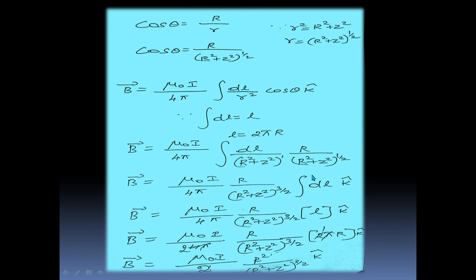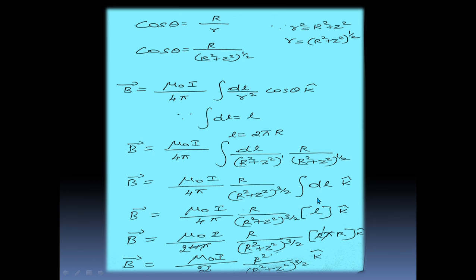Only the term dl is integrated, because the remaining terms are all constant. So constant terms are removed from the integration symbol. B vector is equal to mu naught I divided by 4 pi, r divided by r square plus z square, the whole power 3 by 2, dl. Integration of dl is nothing but L. So L into k cap. What is the value of L? L is nothing but 2 pi r.